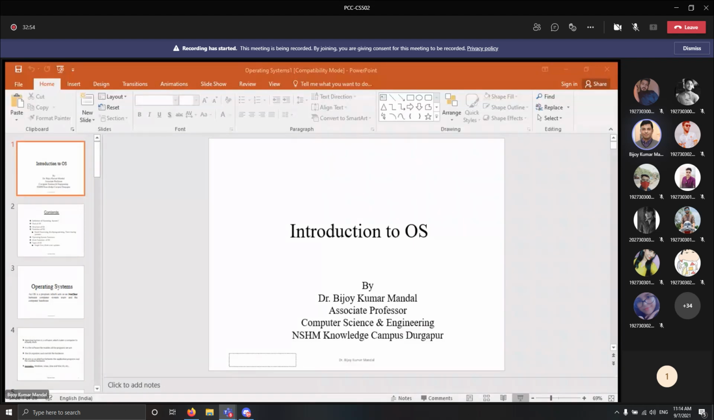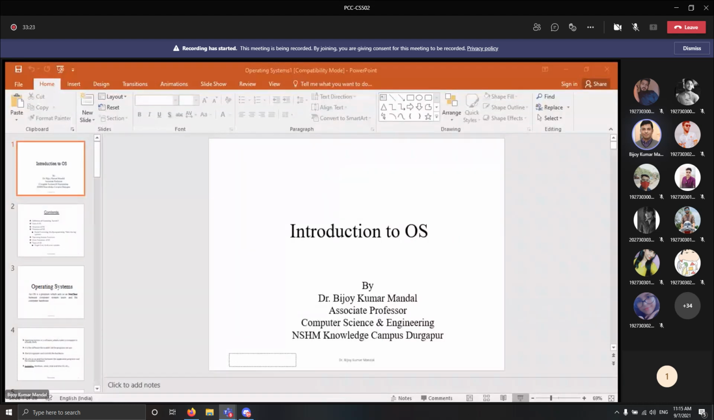Already I discussed examples of the OS, that is Microsoft Windows, Linux, Unix and Mac OS. So what are the functions of the operating system? Actually, the operating system organizes and controls all the resources of the computer. Resources include hardware.